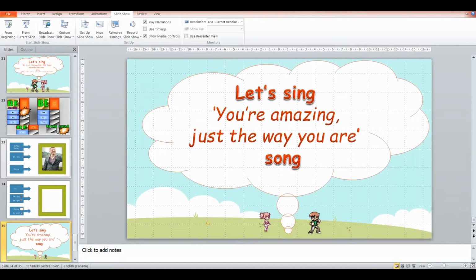And then if we have time, we're going to try and sing You're Amazing Just the Way You Are by Bruno Mars. It's way out of their league, but there are a couple of lyrics that are repeated quite a lot, so it's easy kind of to just do those small segments. Plus it's a really nice song and it's a good way to kind of just finish the class.